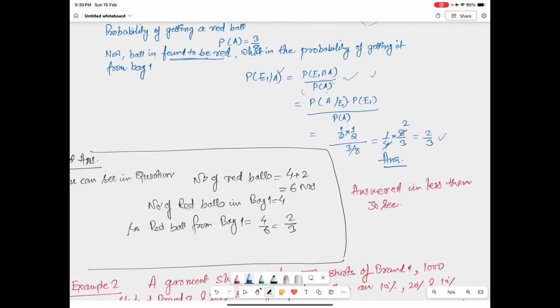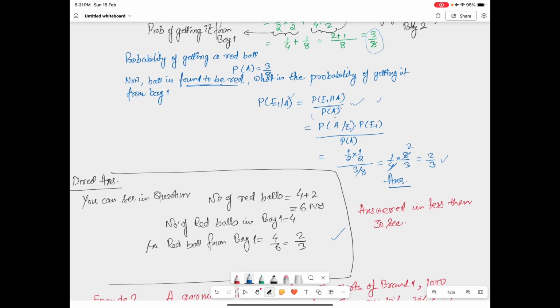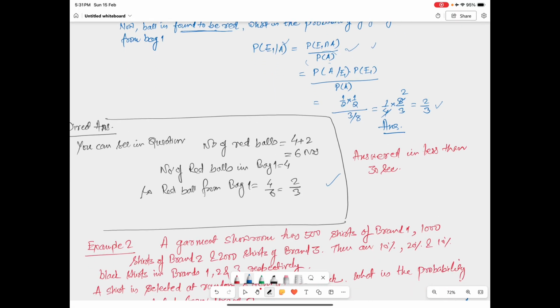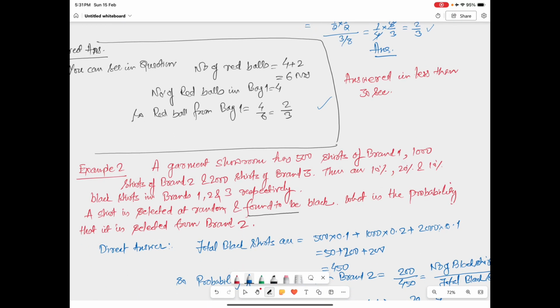However, you can directly do this: the number of red balls is 6 and the number of red balls in bag 1 is 4. So the red balls from bag 1 is total favorable events divided by total events. This way the answer has come directly. We have solved it with the Bayes theorem, however if you see the question, you can directly solve it without applying the Bayes theorem, with favorable events divided by total events. I'll cover another question.